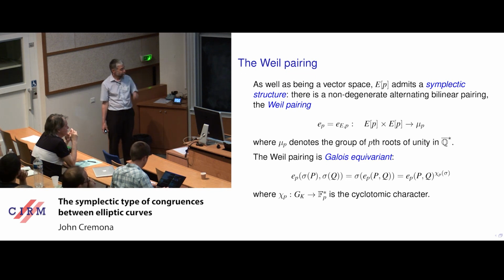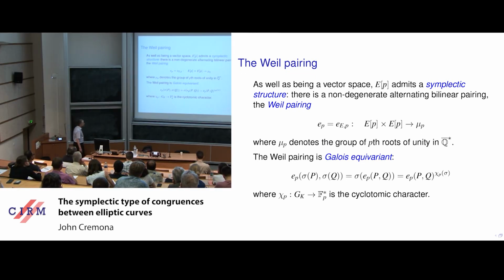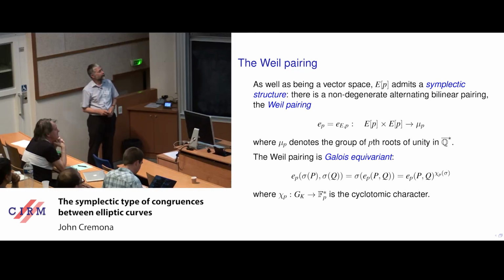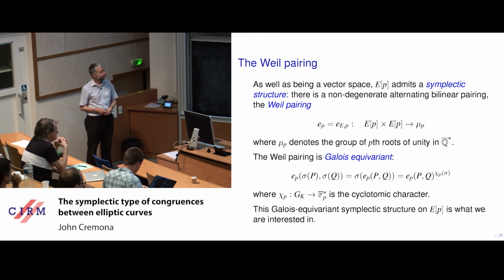It's Galois equivariant, so that if you take two points and you first apply a Galois automorphism sigma, and then apply the Weil pairing, it's the same as if you apply the Weil pairing, then apply sigma to it. And of course, we know how Galois acts on roots of unity. It raises them to some power, and the power is given by the mod p cyclotomic character. So the Galois module structure and the symplectic structure are intertwined like that. So for every curve E and for every prime p, we have this vector space with a symplectic structure and a Galois module structure. And that's what we're going to be interested in throughout my talk.